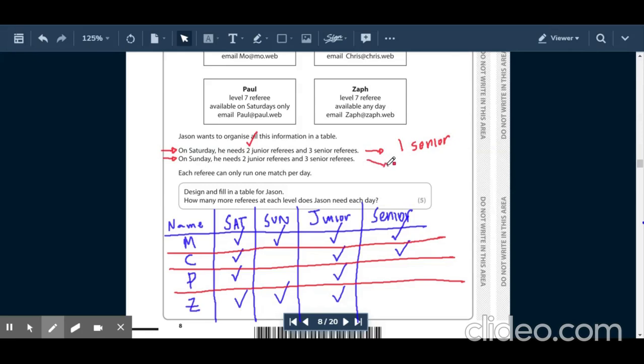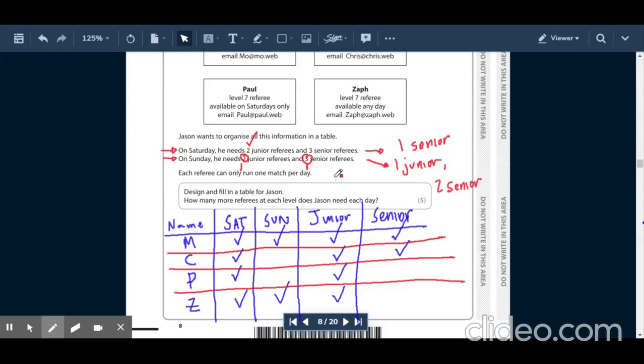On Sunday, he's going to need a little bit more help because he's only got 2 refs, Mo and Zaf, who can work on Sunday. So he needs 2 junior referees and 3 senior referees. So let's say if we look at Zaf, he can just do junior. So we've got 1 junior. And then if we look at Mo, he can do junior or senior. So let's say he can do 1 senior. So he's going to need 1 more junior ref to make up to 2, and then 2 more senior refs to make up to 3. So he needs 1 junior and 2 senior.